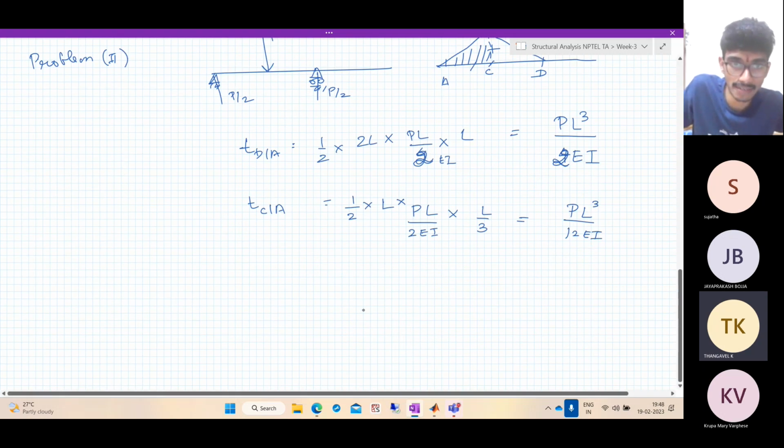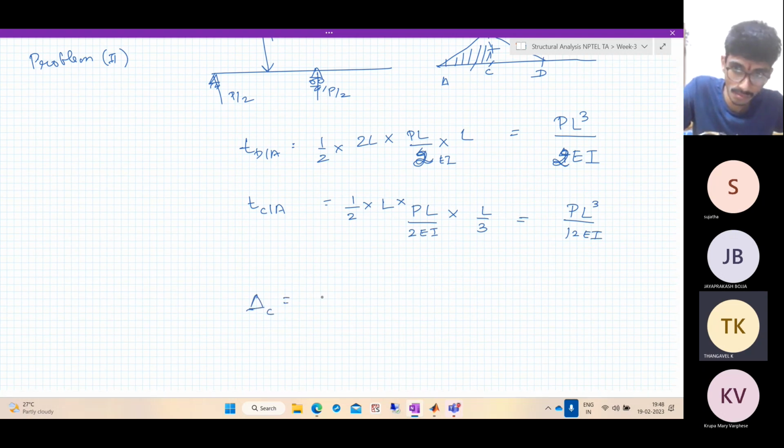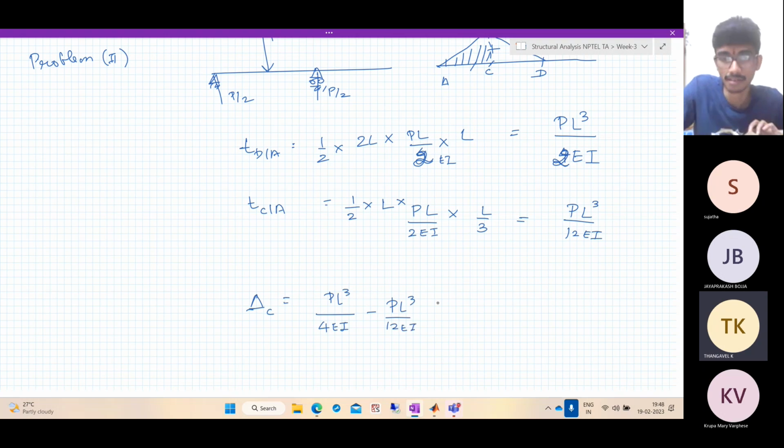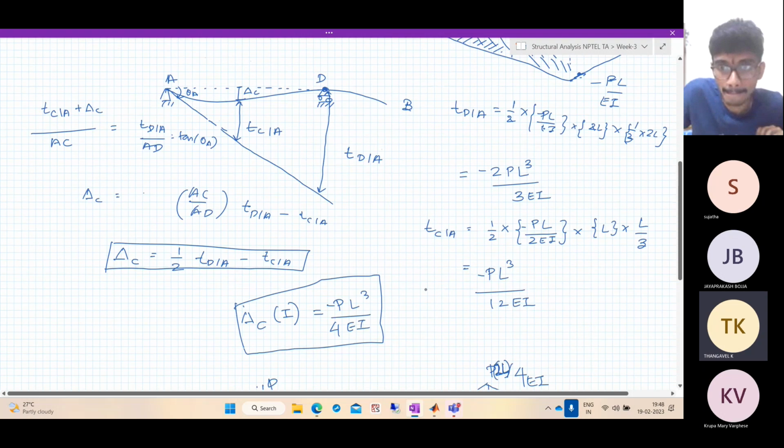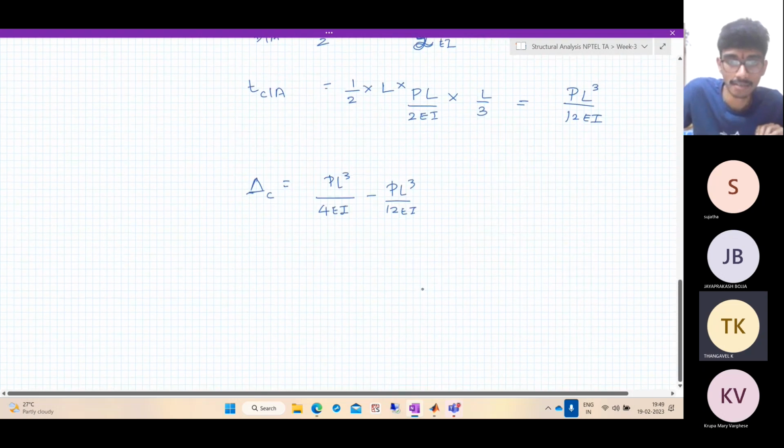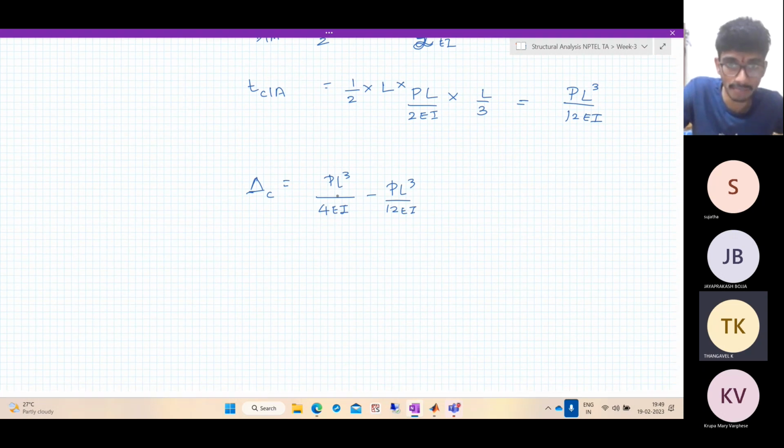Yes. So now again the same thing. So delta C is half tD by A minus tC by A, which is PL cube by 4EI minus PL cube by 12EI. Just a minute, did I make any mistake? Yeah, this is fine. So this is 3 PL cube by 12EI minus 1, so it is 2. In this case, it is nothing but PL cube by 6EI. This is positive.